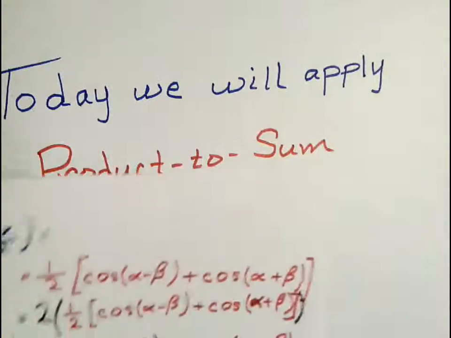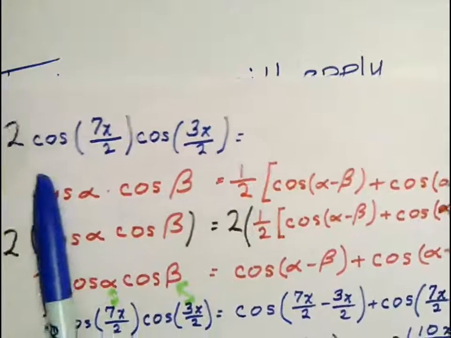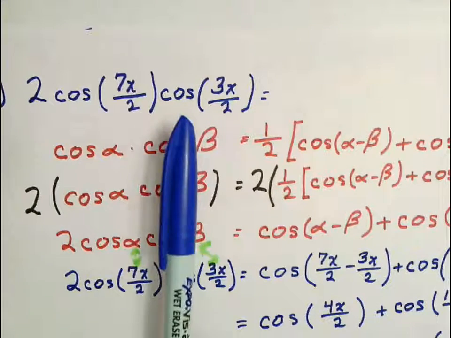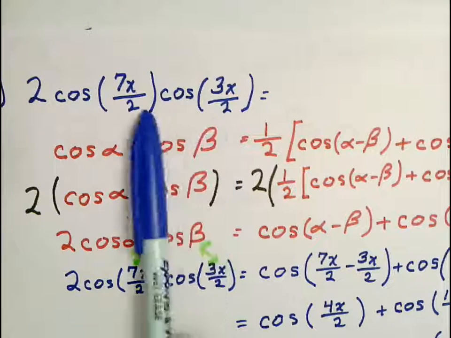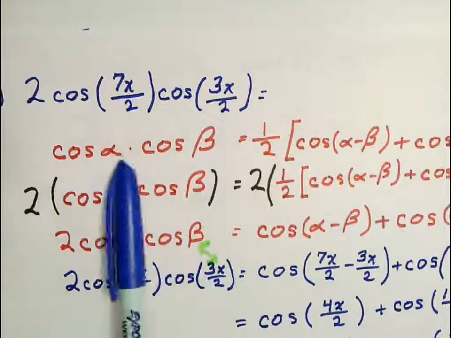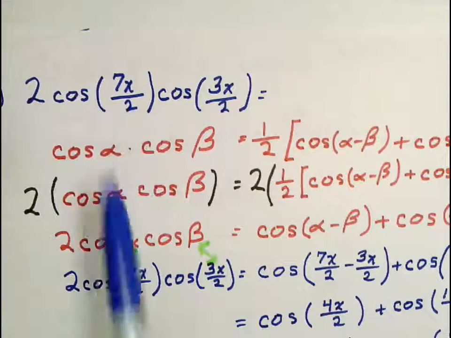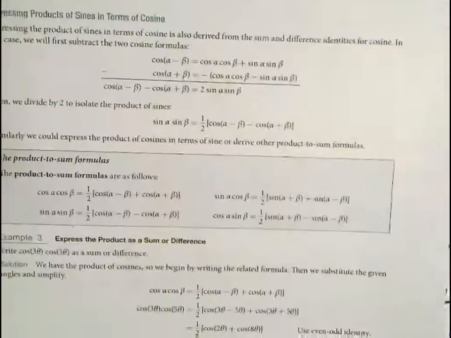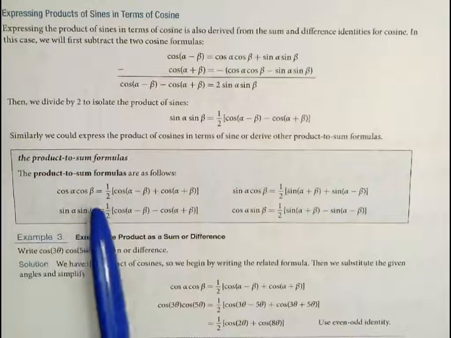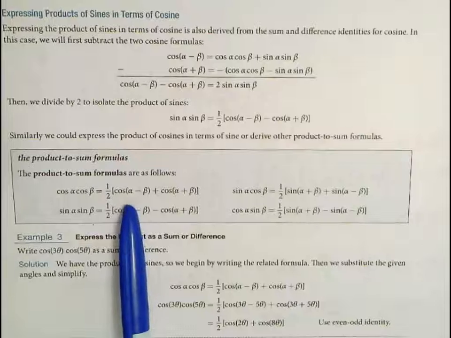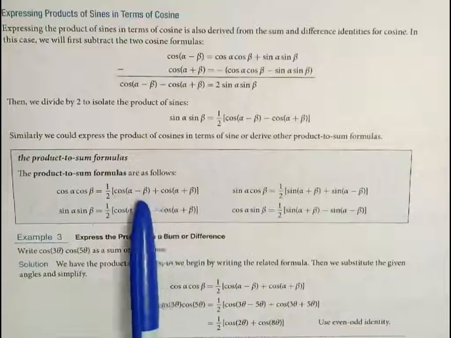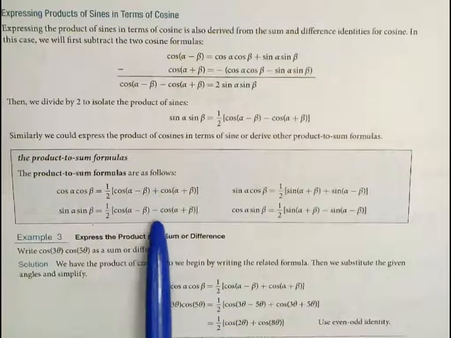Let's look at another example. This says 2 times the cosine of 7x divided by 2 times the cosine of 3x divided by 2. So this is a product. But we don't have a 2 here. So first of all, if we eliminate the 2, you've got a product of cosine times cosine. So you go over here to your product to sum formulas. Here's a cosine times a cosine. So this becomes 1/2 times the quantity cosine of alpha minus beta plus the cosine of alpha plus beta. So make sure you pay attention to the signs between these, whether it's plus or minus.